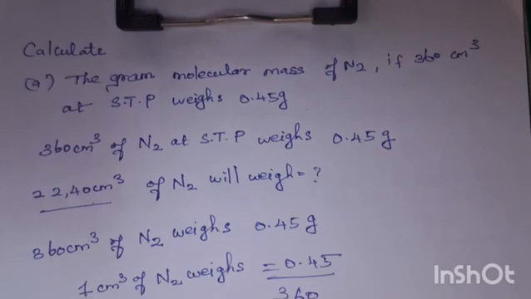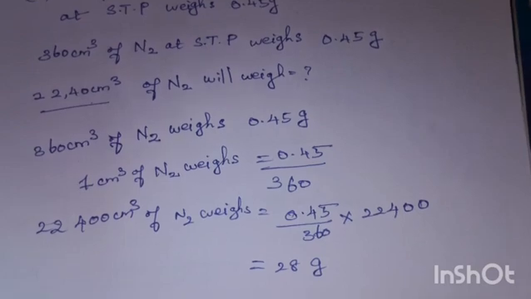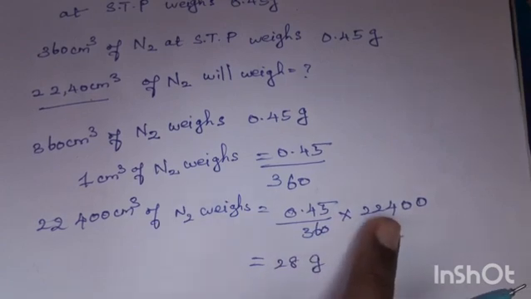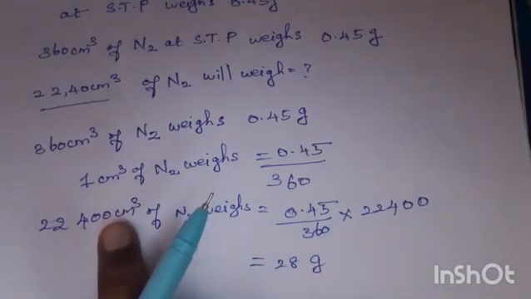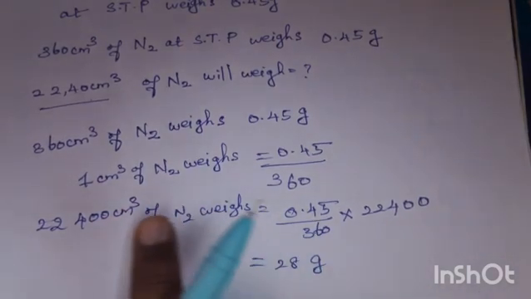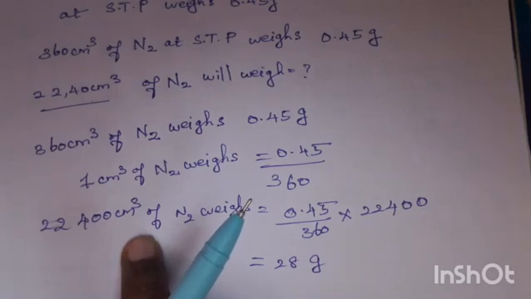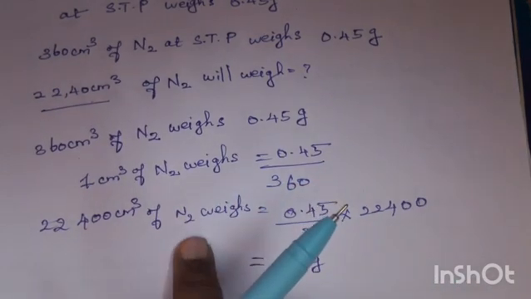So 360 centimeter cube of nitrogen weighs 0.45 gram. Then 1 centimeter cube of nitrogen weighs 0.45 divided by 360, and 22,400 centimeter cube of nitrogen weighs 0.45 divided by 360 into 22,400. When you simplify this, you get the weight respective to this molar volume. 22,400 centimeter cube is the molar volume, and the weight respective to this volume is the gram molecular mass of the particular element.